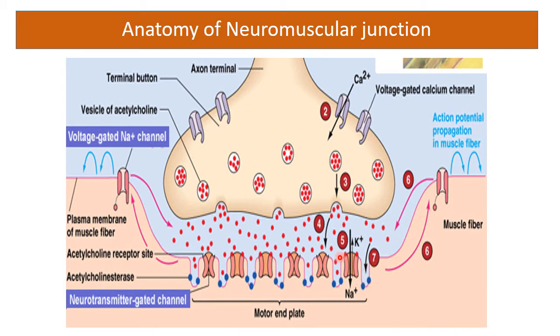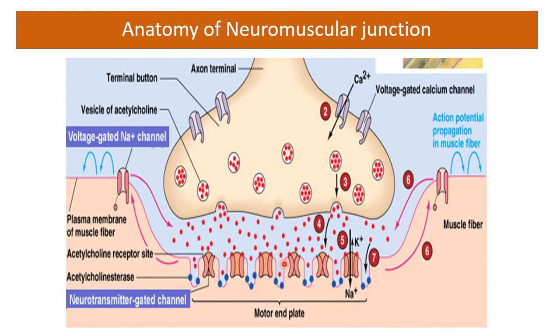Here you can see these are the folds over here. This postsynaptic membrane is thrown into a large number of folds, and these folds are known as subneural clefts. These increase the surface area at which the transmitter acts.